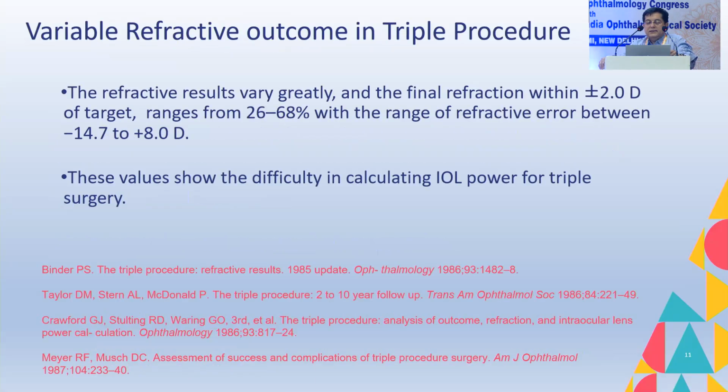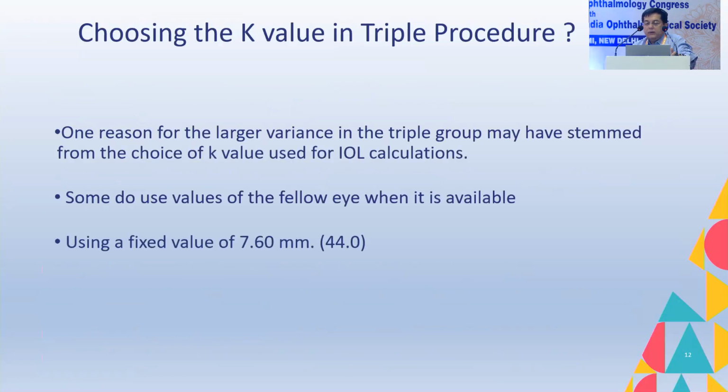So, as I said, there is variable refractive outcome in triple procedure. In this particular study, they saw that the refractive outcome could be as varied as minus 14.7 D spherical to plus 8 spherical. So there is a difficulty in calculating IOL power in triple procedure. And what K value should you use in triple procedure?